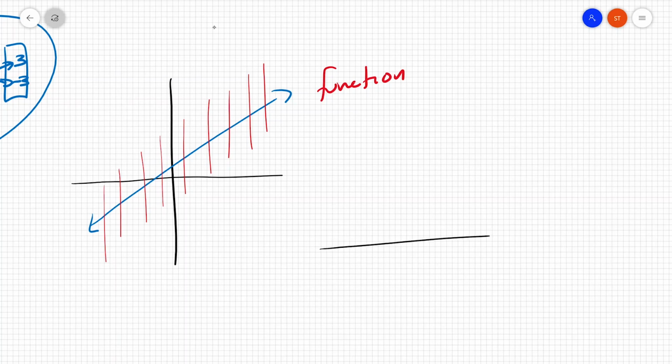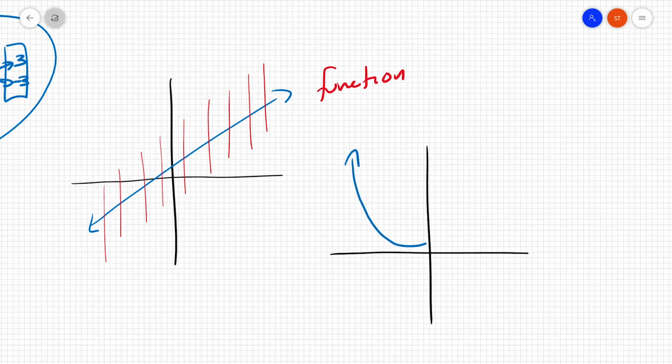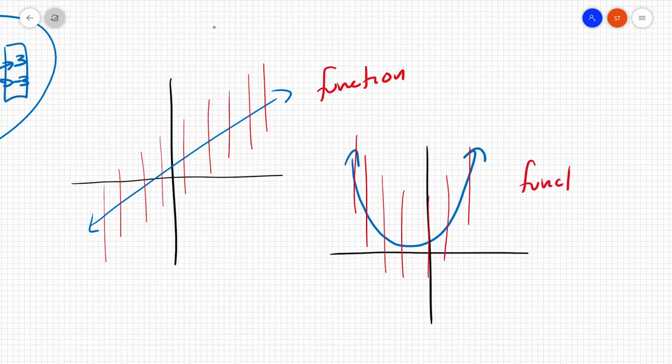You probably graphed some parabolas before. Here's a parabola. Anywhere I draw a vertical line, it's only going to hit that graph once. So this is a function. It passes the vertical line test.